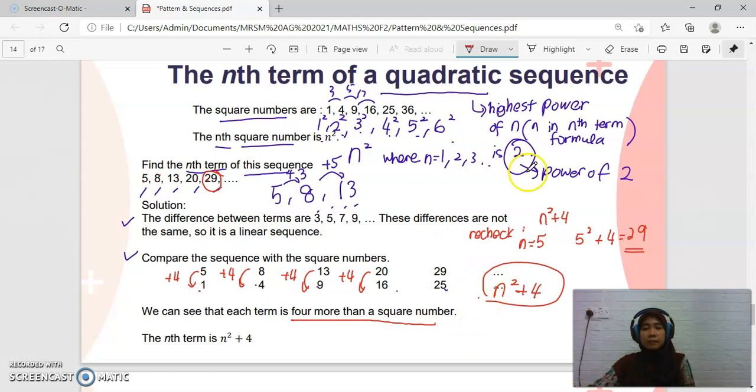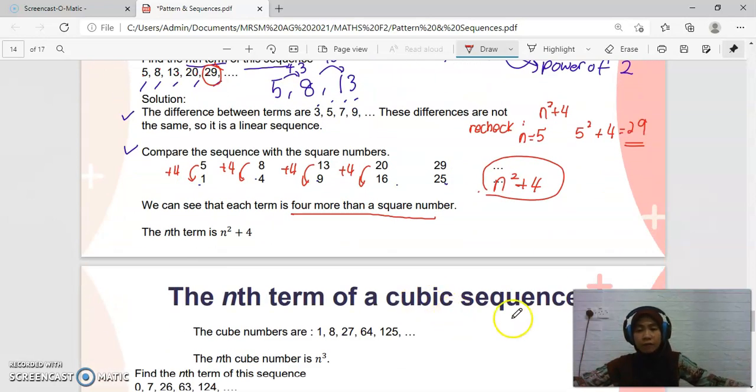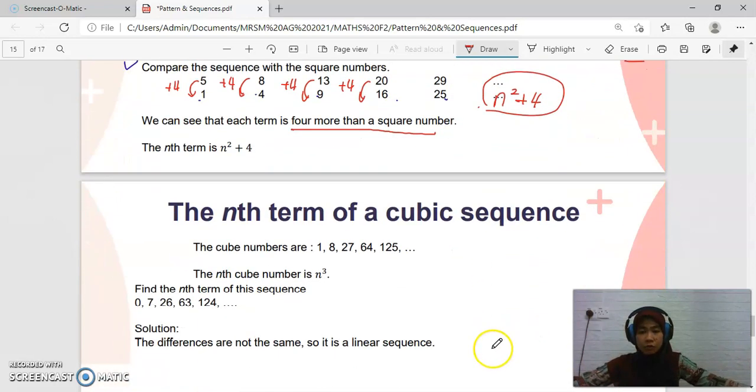So, ini bila ada n square je, kita panggil dia quadratic sequence. Ini ada dalam checkpoint IGCSE, tak ada dalam MOE untuk quadratic sequence. MOE hanya sampai bahagian untuk linear sequence saja. So you learn advance from the other students. Okay.